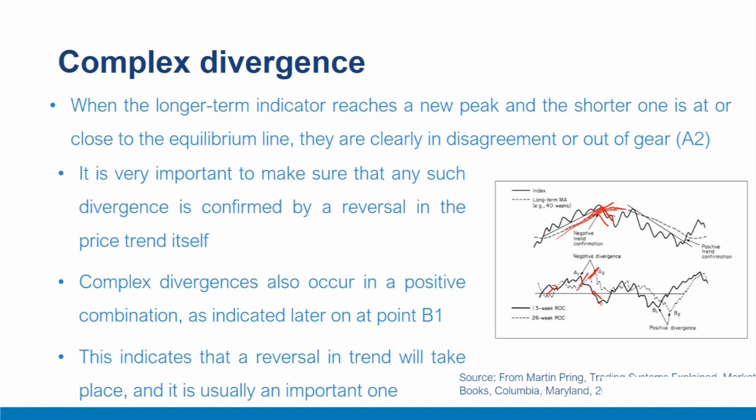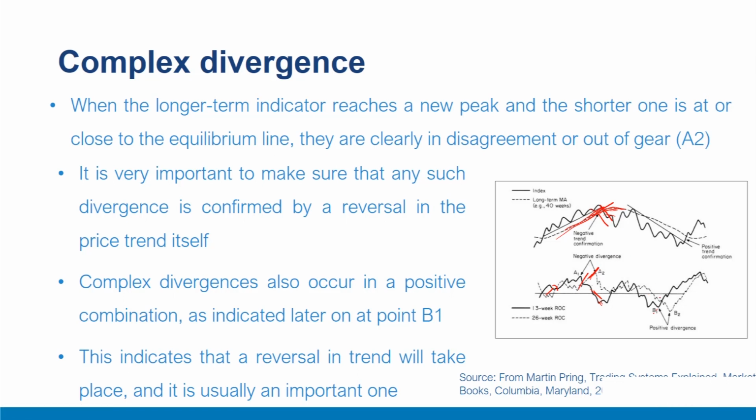These are often referred to as complex divergences, and they occur in a positive combination also. As we can see here in point B1 in the figure, some kind of complex divergence is set up.